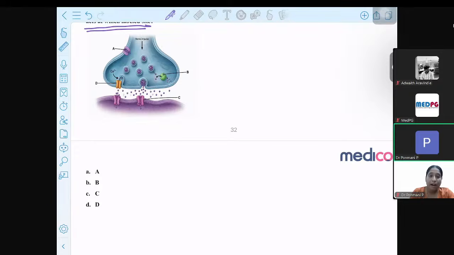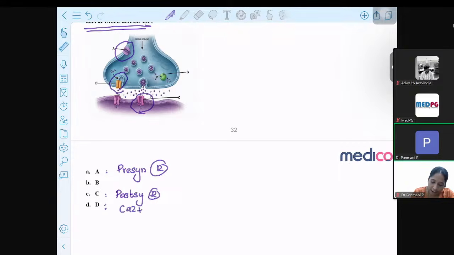So first we will mark our known sites. What is A? A is a presynaptic receptor. I hope many of you will agree with me. A is a presynaptic receptor. And what is C? C is a postsynaptic receptor. And what is D? D seems to be a calcium channel. It is marked over there.